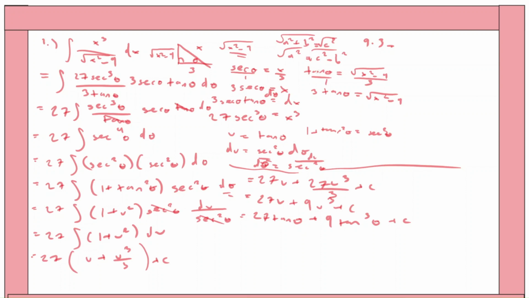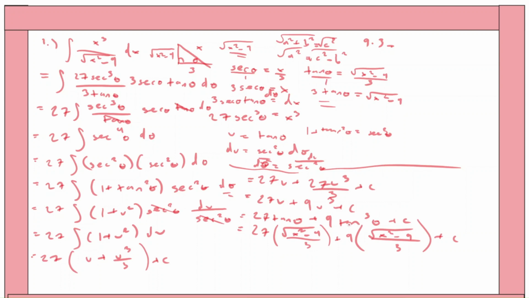And luckily, we know that tangent theta is equal, so not this one, right? This one is isolating tangent, but we want to know tangent theta is equal to this, the root over 3, what we calculated all the way over here. So we're just going to put that in. That's going to be 27 times the root of x squared minus 9 over 3 plus 9 times the root of x squared minus 9 over 3 plus c.